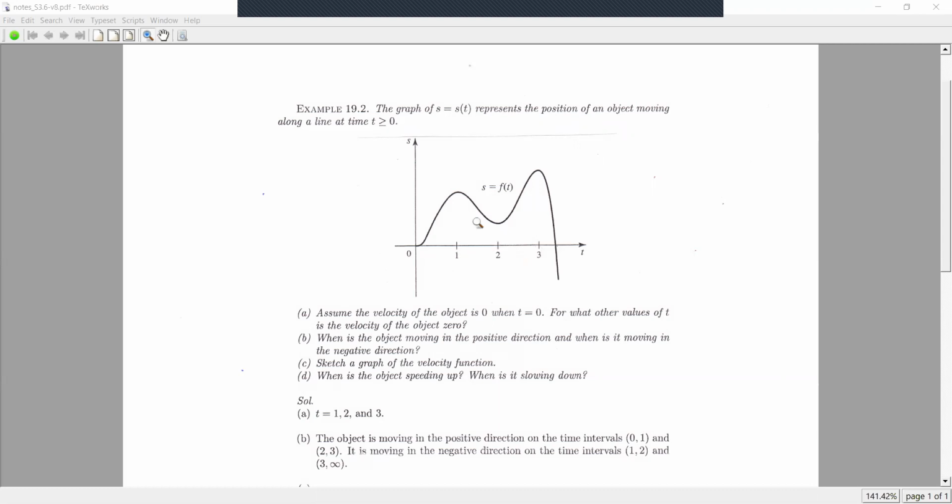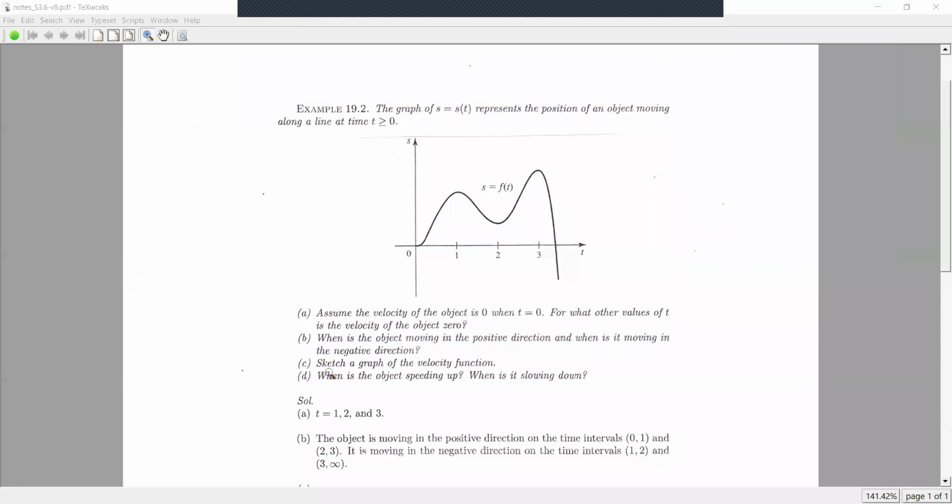Between 1 and 2, all the tangent lines have negative slopes. So between 1 and 2, the object is moving in the negative direction. Similarly, from 3 to infinity, the object is moving in the negative direction.